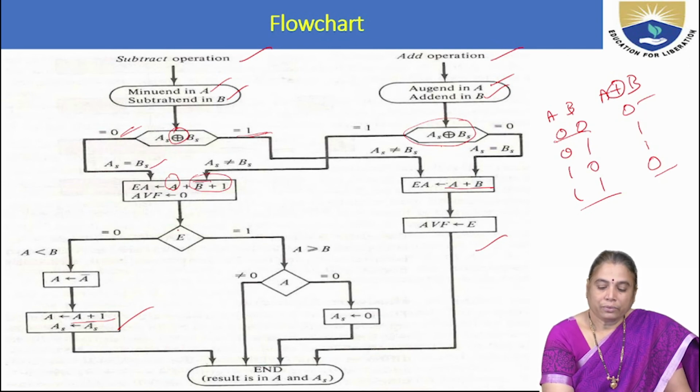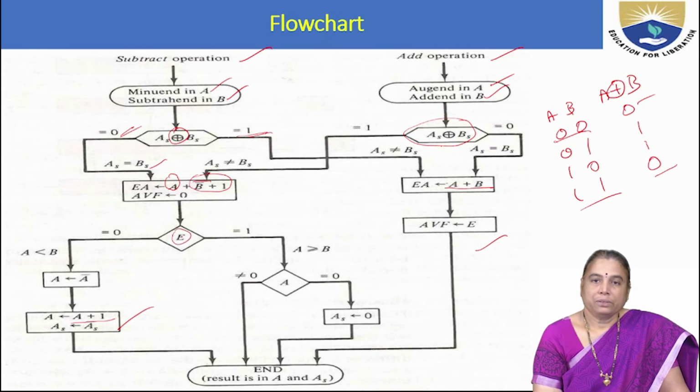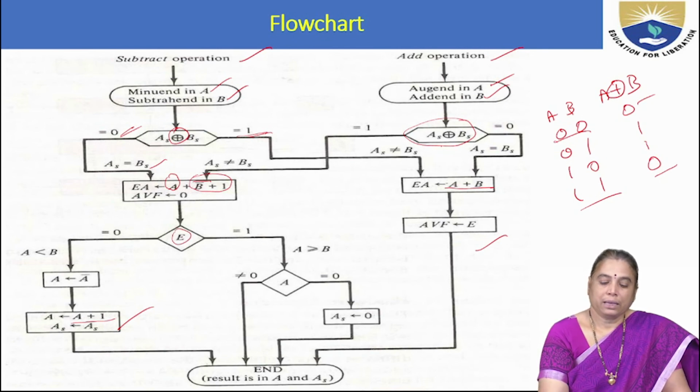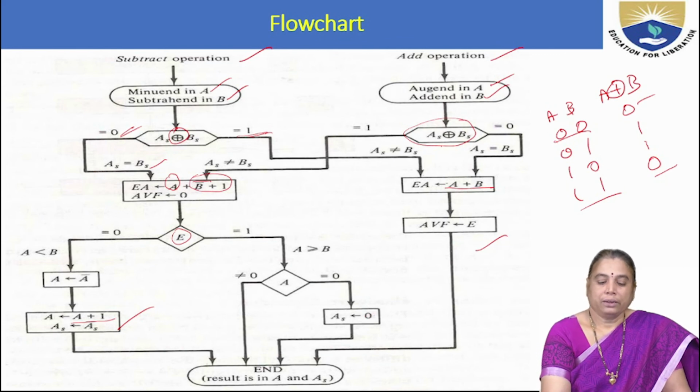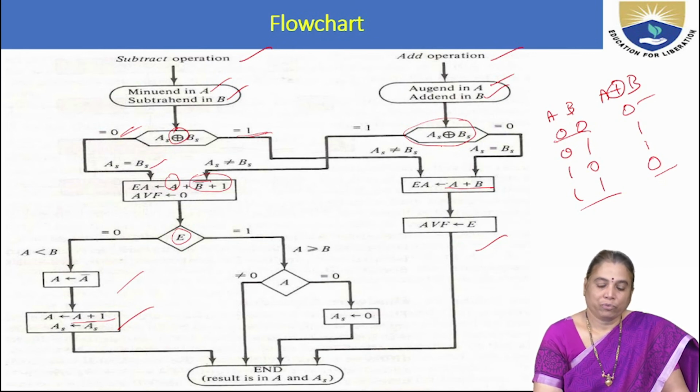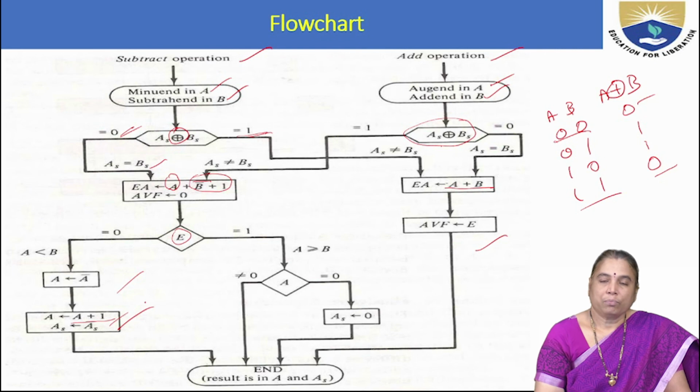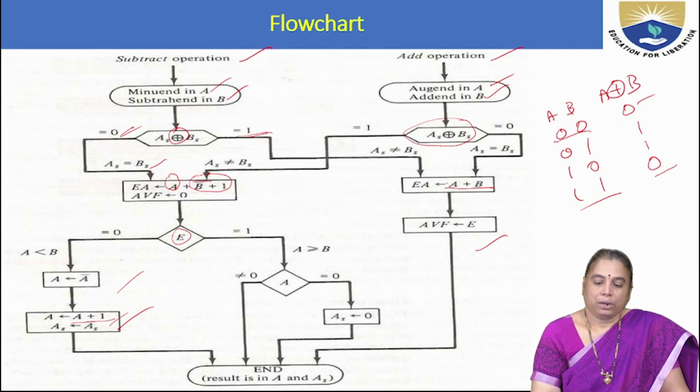And after checking the E bit, we have to decide whether A is greater than B or A is less than B. If A is greater than B, the A value can be checked in order to avoid the negative 0 condition. If it is 0, the result can be represented in 2's complement magnitude form. So here the 2's complement of A can be calculated. In this way, the addition and subtraction algorithm can be represented, the process of both binary addition and subtraction.